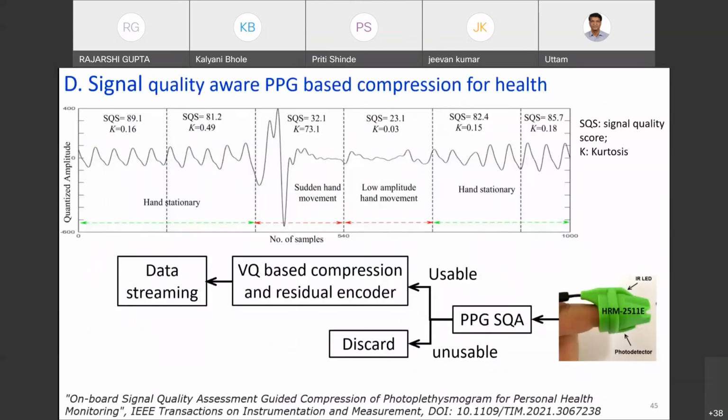Okay. Now I will show you another application that was developed by us for continuous monitoring applications.